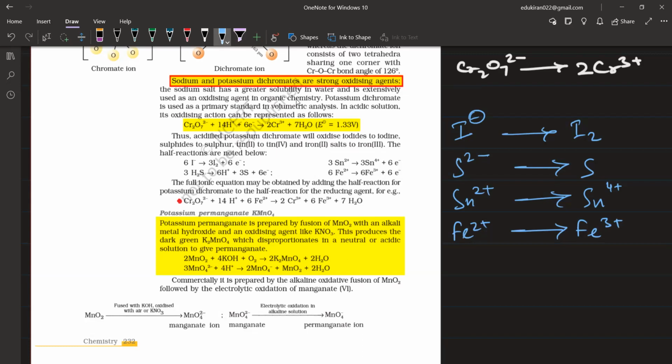ये आपको याद रखना है, I नेगेटिव से I2 होगा, S2 माइनस से S होगा, Sn2 प्लस से Sn4 प्लस होगा, Fe2 प्लस से Fe3 प्लस होगा, और उसके बाद Cr2O7 के लिए it will be converted to Cr3 plus.